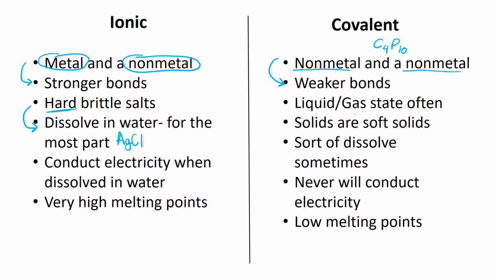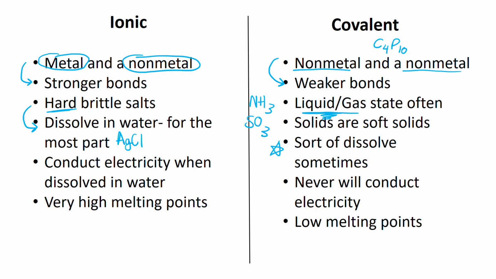Covalents, a lot of them are in a liquid or gas state, such as NH3, a common gas, and SO3, sulfur trioxide. Those are both common gases, so those are both covalent compounds. When covalent compounds create solids, they're usually very soft. They never create salts or anything. So they sort of dissolve sometimes, but not really.